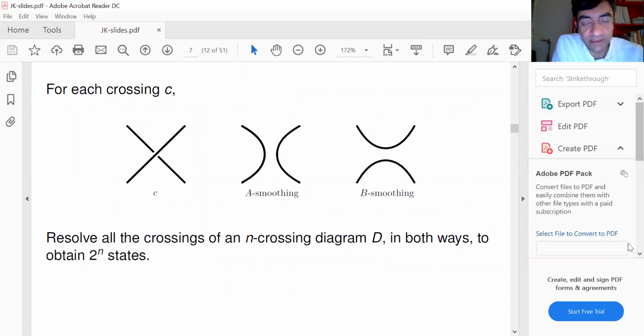Now we talk a bit about the Jones polynomial and how we use the Jones polynomial to prove the Tait conjectures. If you have a crossing C, there are two ways to resolve that crossing, namely the A smoothing and the B smoothing for that crossing. If a diagram D has n crossings, then because each crossing has two ways of being resolved, overall there are 2 to the n ways of resolving all the crossings. After resolving all crossings, we obtain a diagram for an unlink, and we call it a state. So overall, we have 2 to the n states for a diagram D with n crossings.